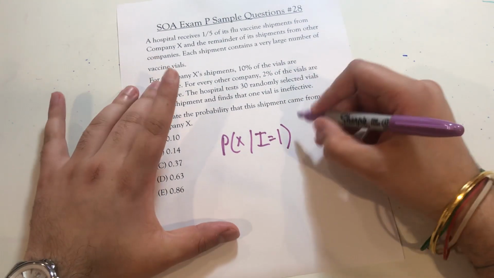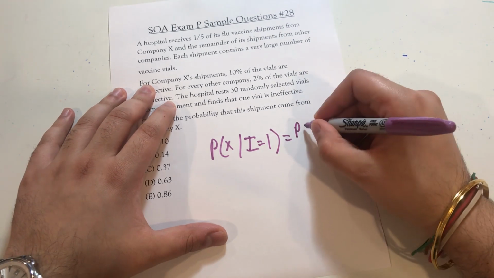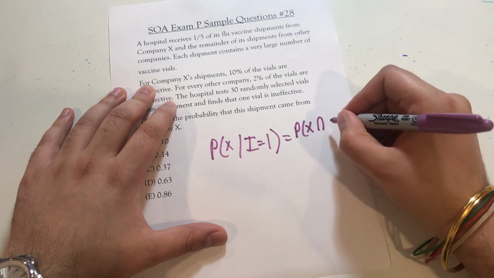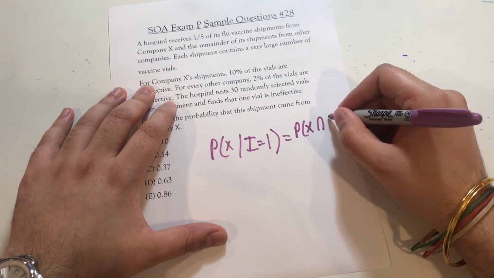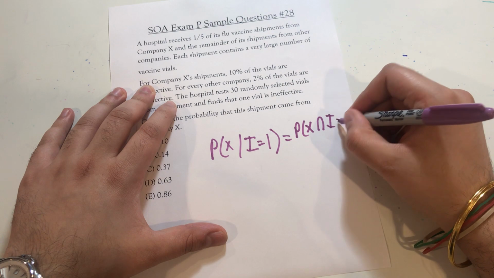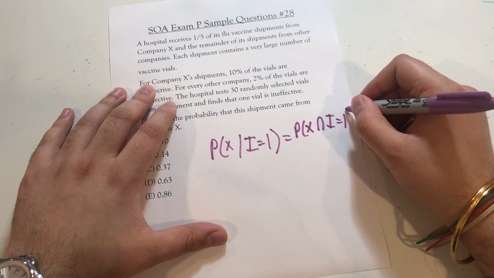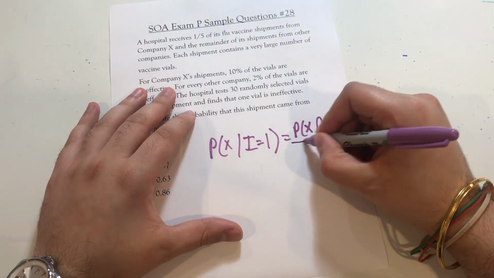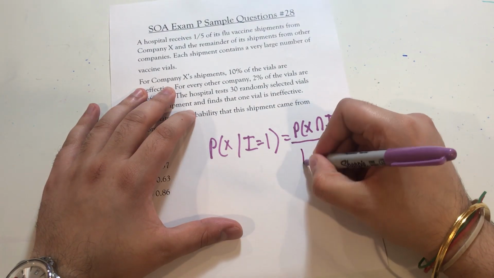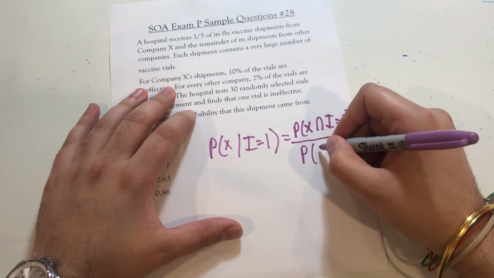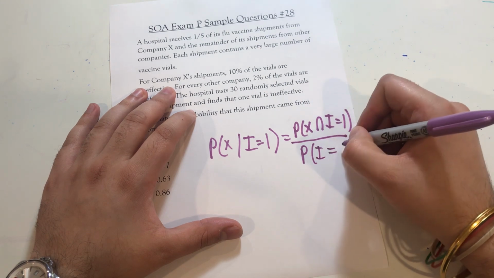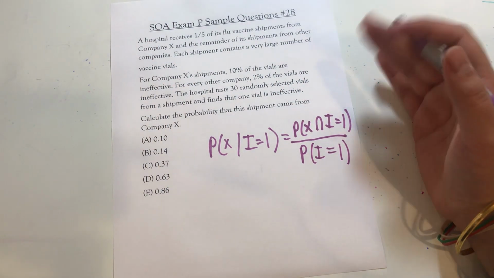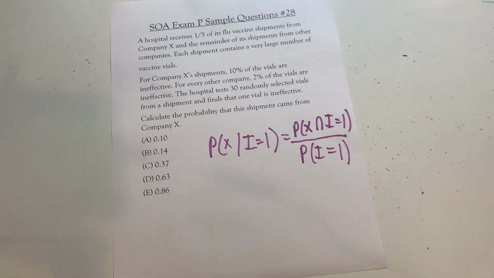So conditional probability should be second nature to you. It's the probability of coming from company X and having one vial being ineffective from a larger sample of 30, divided by the probability that one vial from a sample of 30 is ineffective, regardless of where exactly it came from. So that's what it's asking us.